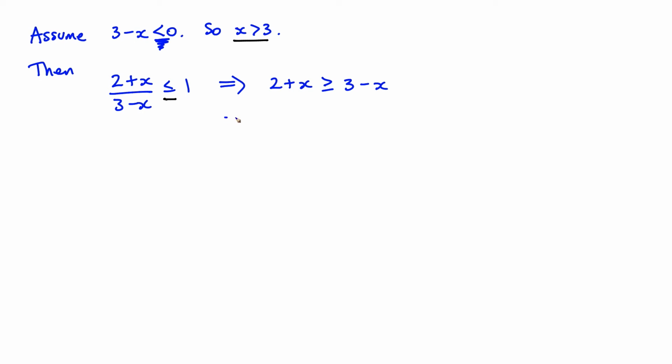But now we keep going and collect the x terms and the numbers on the right. Take the minus x to the left again. We get 2x. Take the 2 across to the right-hand side. We get 3 minus 2 is 1. And now divide by 2, and we get x is greater than or equal to a half. Okay, so as long as x is strictly bigger than 3, we get a potential solution of x bigger than or equal to a half.